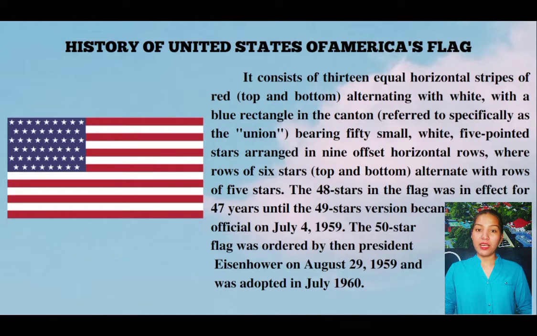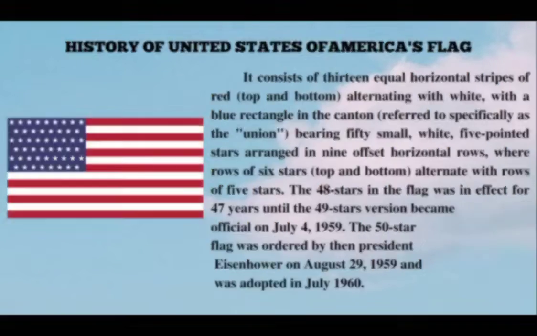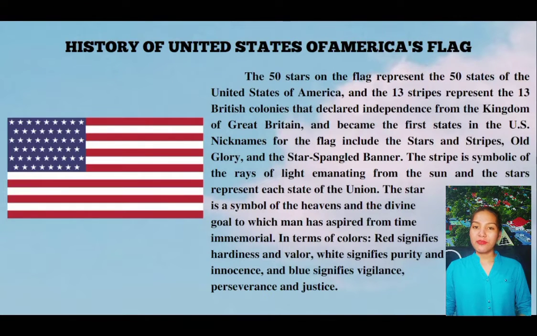The 50-star flag was ordered by then President Eisenhower on August 29, 1959, and was adopted in July 1960. The 50 stars in the flag represent the 50 states of the United States of America, and the 13 stripes represent the 13 British colonies that declared independence from the Kingdom of Great Britain and became the first states in the U.S. Nicknames for the flag include the Stars and Stripes, Old Glory, and the Star-Spangled Banner.